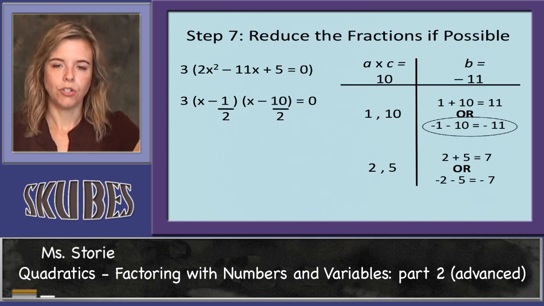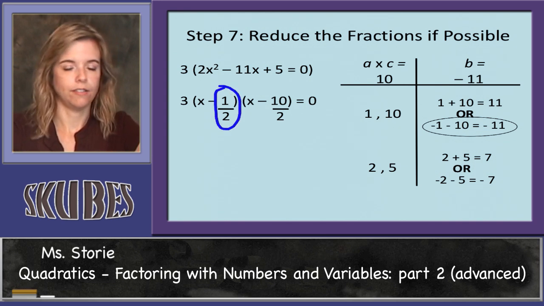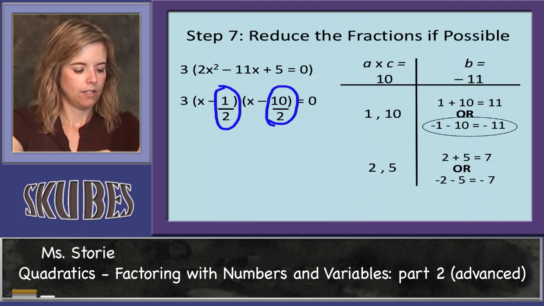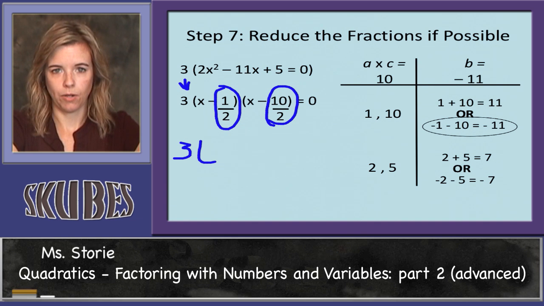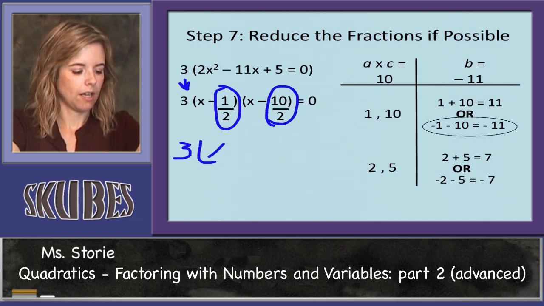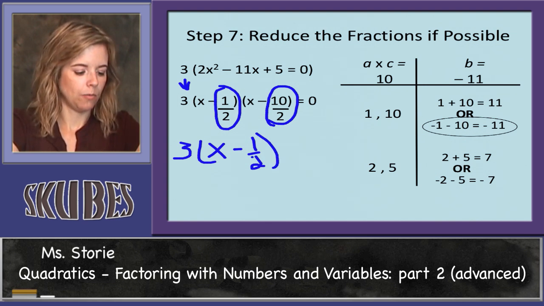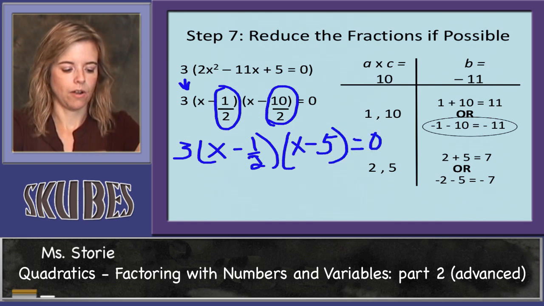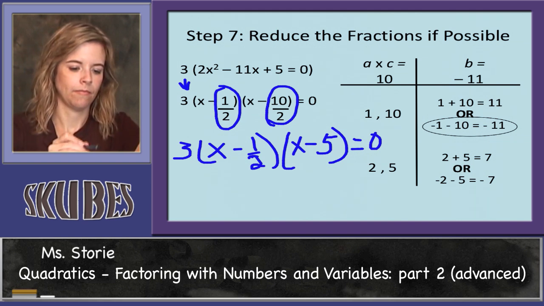On step 7, you're going to reduce any of the fractions if possible. 1/2 is as far as it can be reduced. 10/2, however, is not fully reduced. So let's rewrite. It's 3 times, remember we got the 3 because in step 1 we factored that 3 out. 3 times x minus 1/2, because that's a fully reduced fraction. And then we're multiplying that by x minus 10 divided by 2, which can be reduced to 5. And that equals 0. That's step 7. Just reduce any fractions if you can.